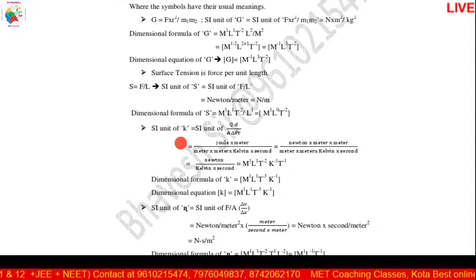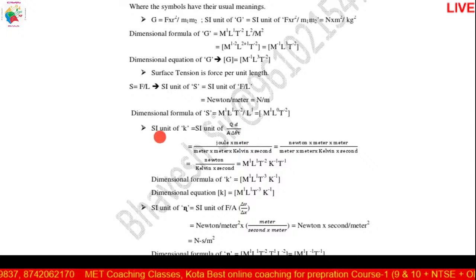Okay, next is thermal conductivity. The formula is given in the question, so you arrange this equation in this form. So K is equal to Q d divided by A delta theta t. Here Q is heat, d is distance, A is area, delta theta is change in temperature, and small t is time. Again arrange this. SI unit of K is equal to SI unit of this quantity.